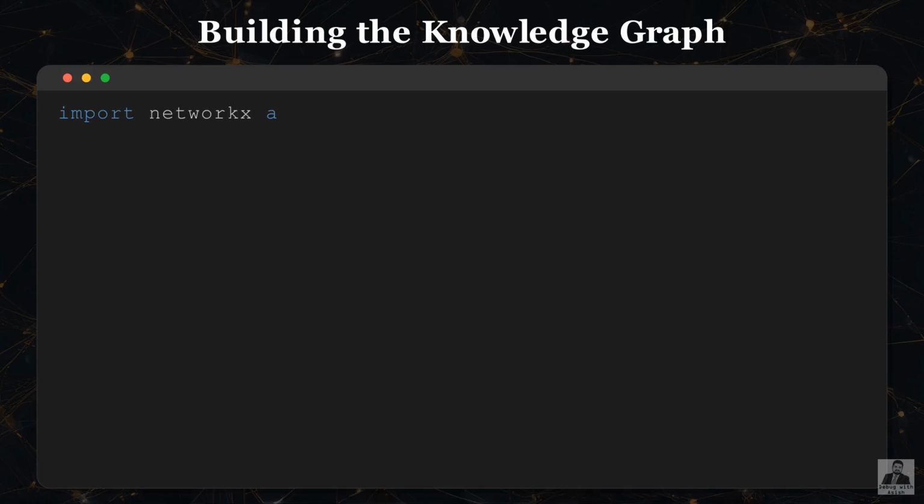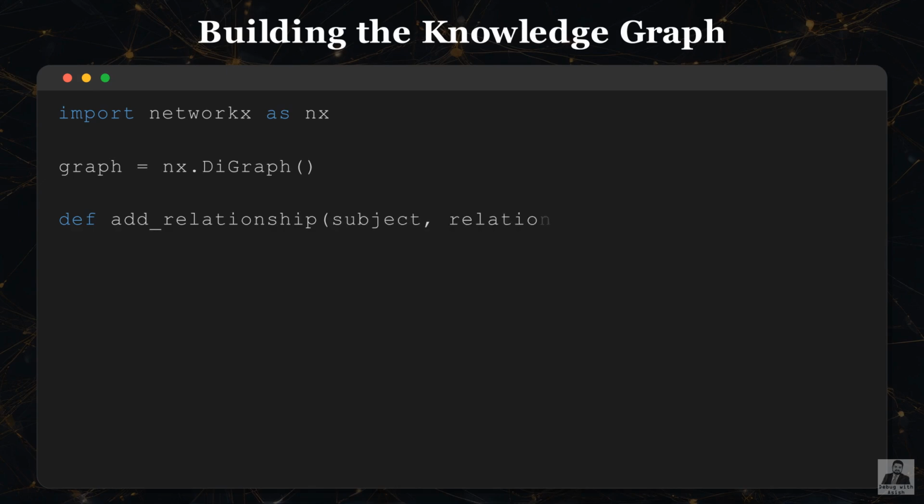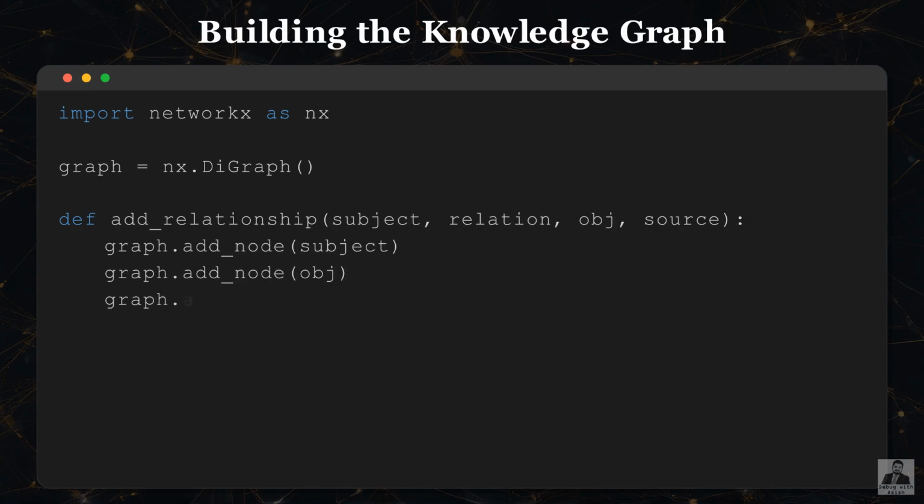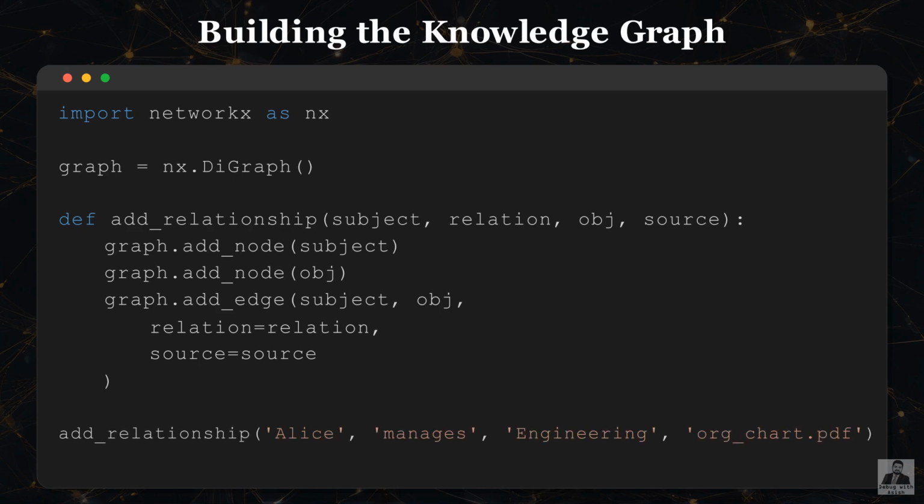We build the graph with NetworkX using a directed graph. Each call to add relationship creates two nodes and one directed edge between them. The edge stores the relation type and the source document it came from. The source attribute is important for citation. When we retrieve context from the graph, we can tell the user which document the relationship was extracted from. Adding thousands of relationships from across your entire corpus builds a connected map of your knowledge base.